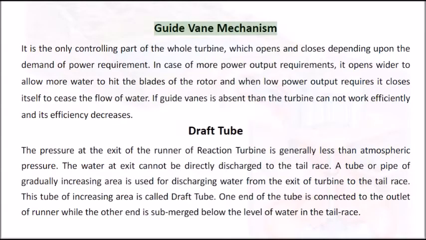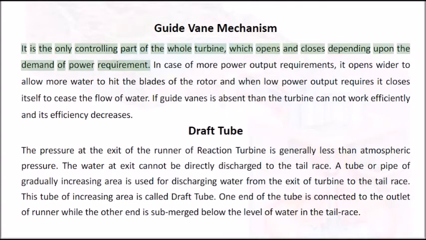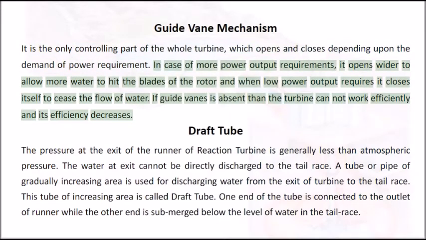Guide vane mechanism. It is the only controlling part of the whole turbine, which opens and closes depending upon the demand of power requirement. In case of more power output requirements, it opens wider to allow more water to hit the blades of the rotor, and when low power output is required, it closes itself to cease the flow of water. If guide vanes are absent, then the turbine cannot work efficiently and its efficiency decreases.